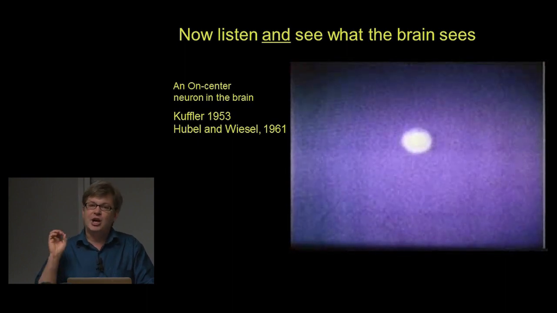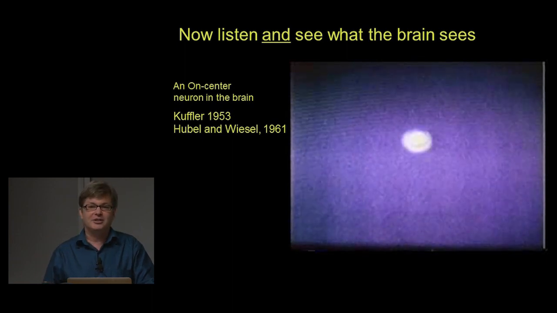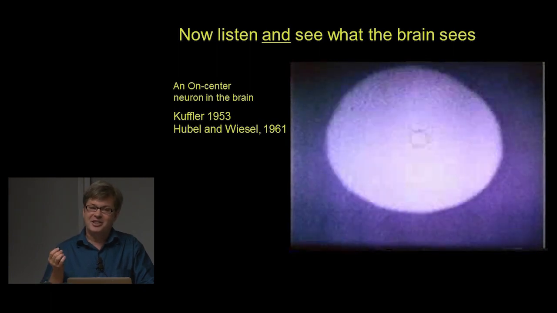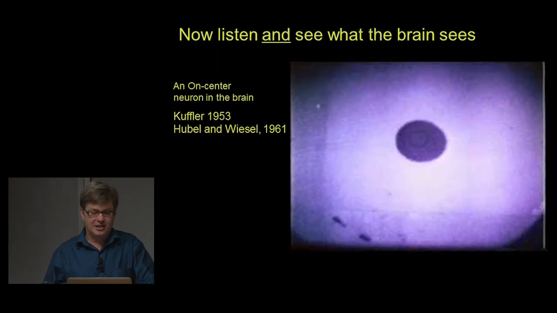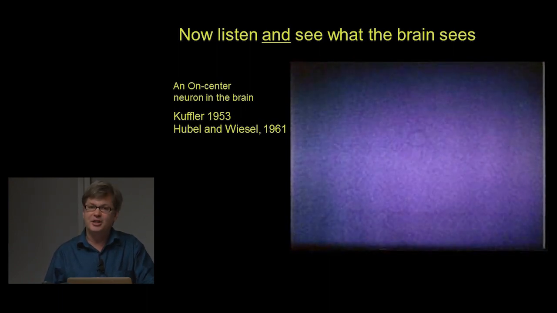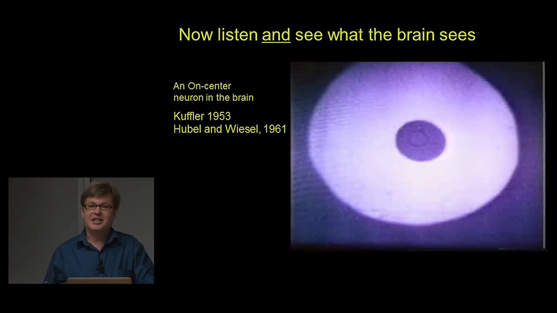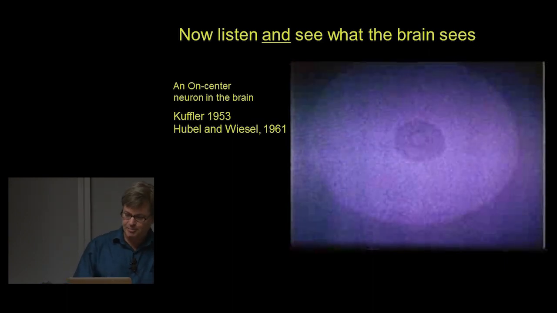where you can eavesdrop on a single cell in the brain, and you can figure out pretty much exactly what it's doing or what it's trying to do. This neuron is signaling to the rest of the brain a spot of light. And the details don't so much matter, but you really can begin to understand how this neuron works just by listening and watching what the input is like. I'll stop that.